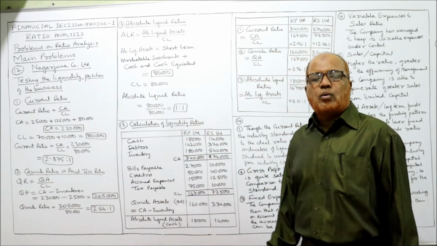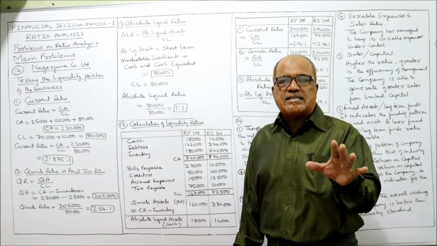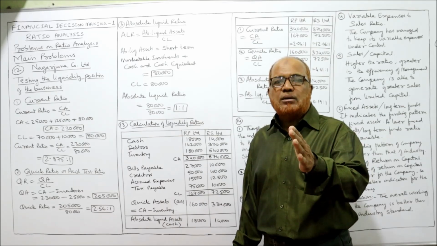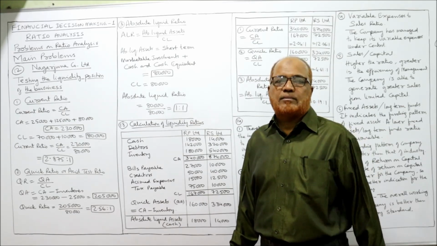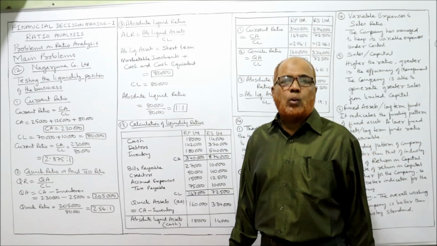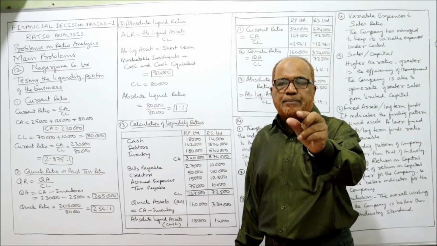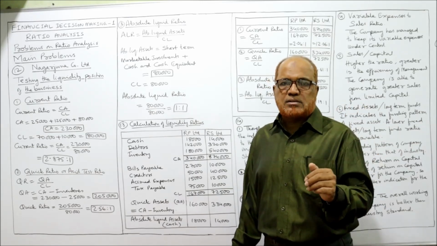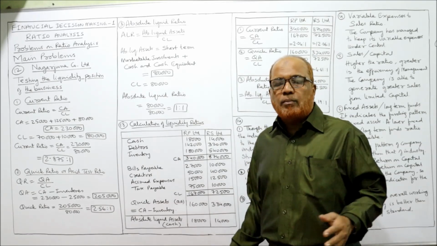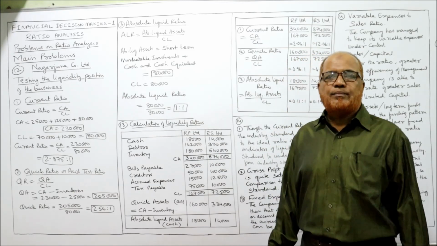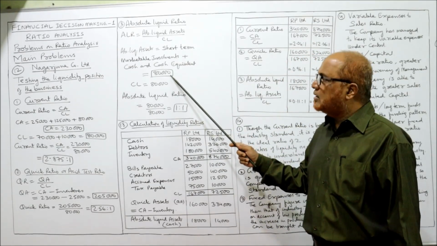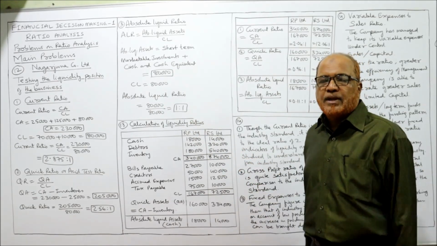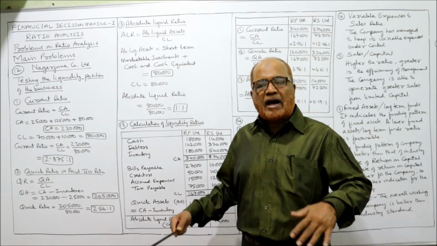Now third, absolute liquid ratio: absolute liquid assets divided by current liability. What are the absolute liquid assets? That is short-term investment or marketable securities plus cash and cash equivalent. So two things you have to add for absolute liquid assets. In our problem, there are no marketable securities, only cash is there. So that cash we take, 80,000, right? Current liability is 80,000. Absolute liquid ratio is 80,000 by 80,000, 1:1. That's all. It is asking you to assess the liquidity, and we have assessed the liquidity.